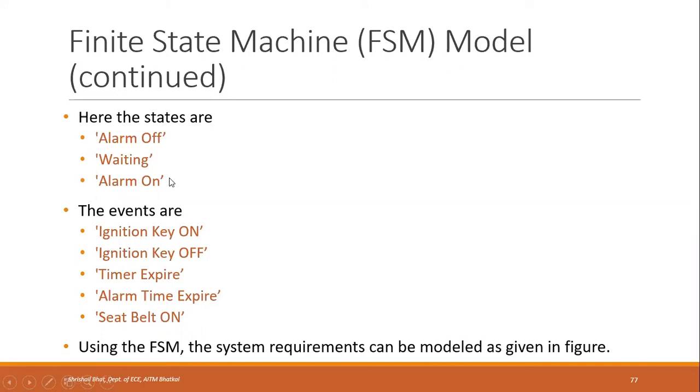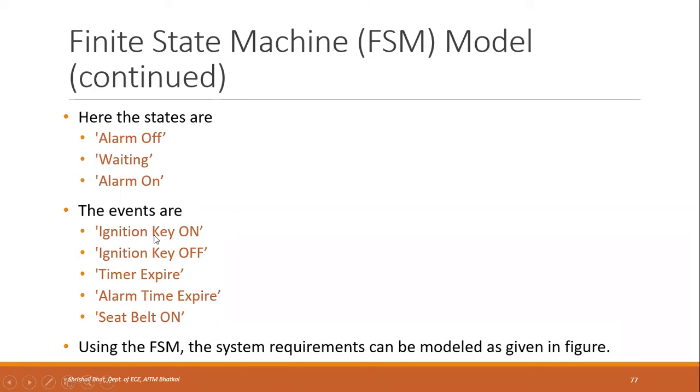Then if it is still not fastened, then turn on the alarm, that is alarm on. So these are the 3 states: alarm off, waiting, and alarm on. Then to trigger the transition between these states, there are different events that can happen.